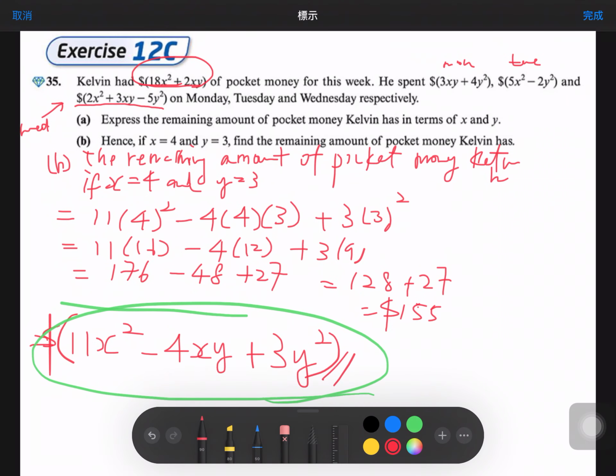So good, even though it is a quite challenging question, when you do it step by step, it becomes quite obvious. It's just a little bit complicated numbers, but the method to do this question is quite obvious.